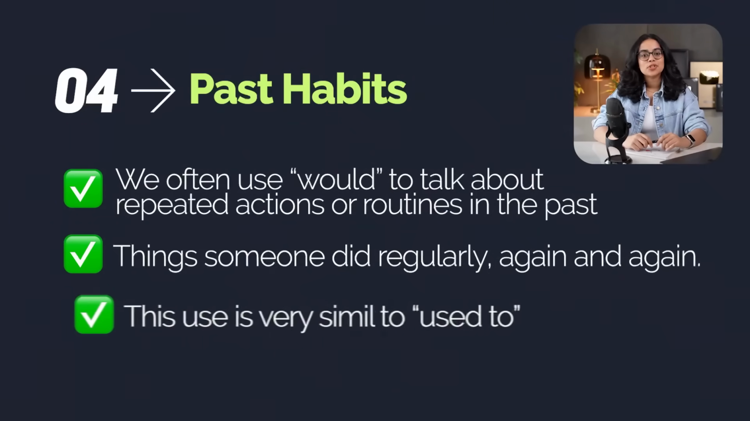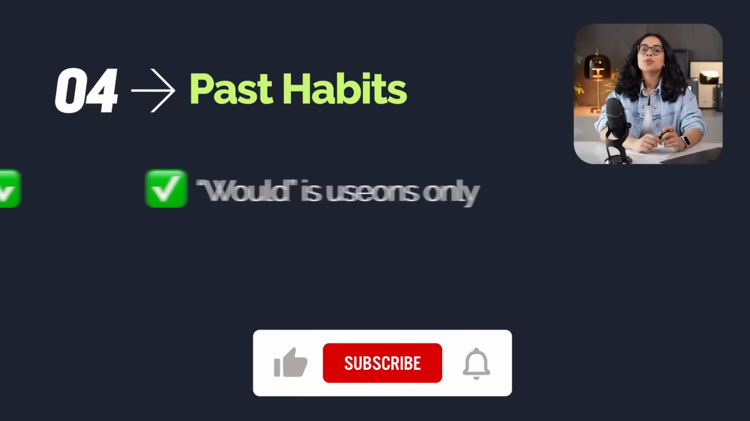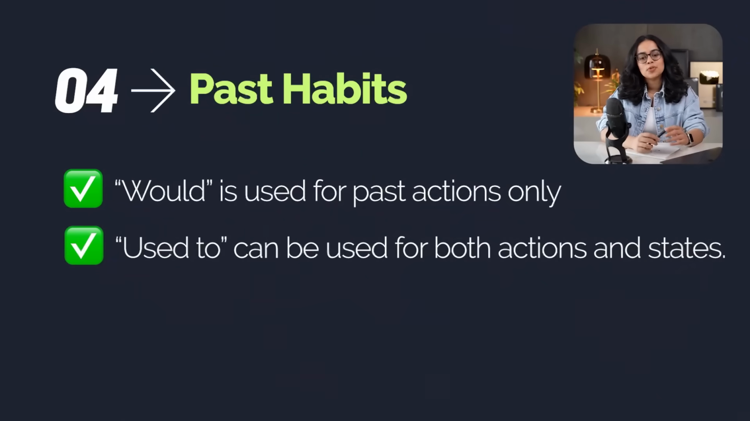This is similar to using "used to", but there's one key difference. Would is used for past actions only, not for past states or feelings. But used to can be used for both actions and states. Keep that in mind. Let's look at some examples.